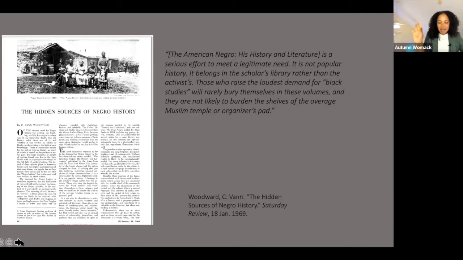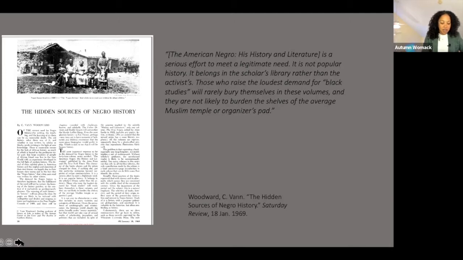So he puts this matter in no uncertain terms when he writes, "The American Negro, his history and his literature is a serious effort to meet a legitimate need. It is not popular history. It belongs in the scholar's library rather than the activists. Those who raise the loudest demand for Black studies will rarely bury themselves in these volumes, and they are not likely to burden the shelves of the average Muslim temple or organizer's pad."